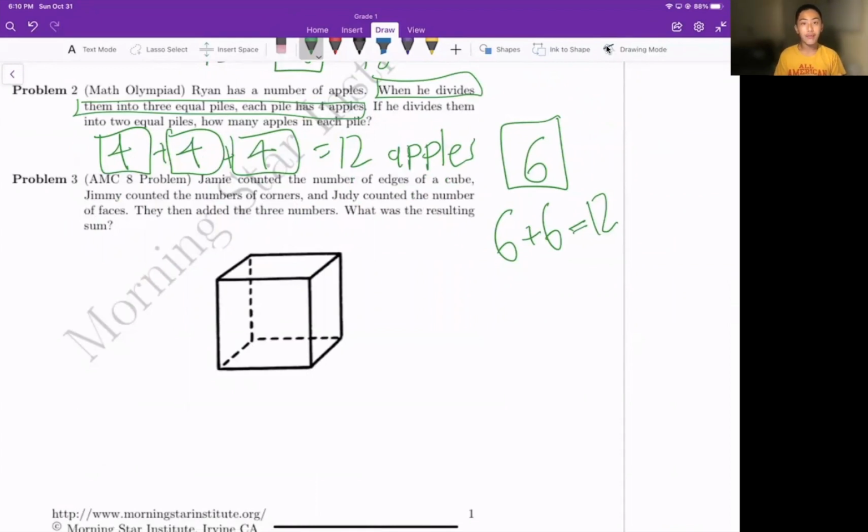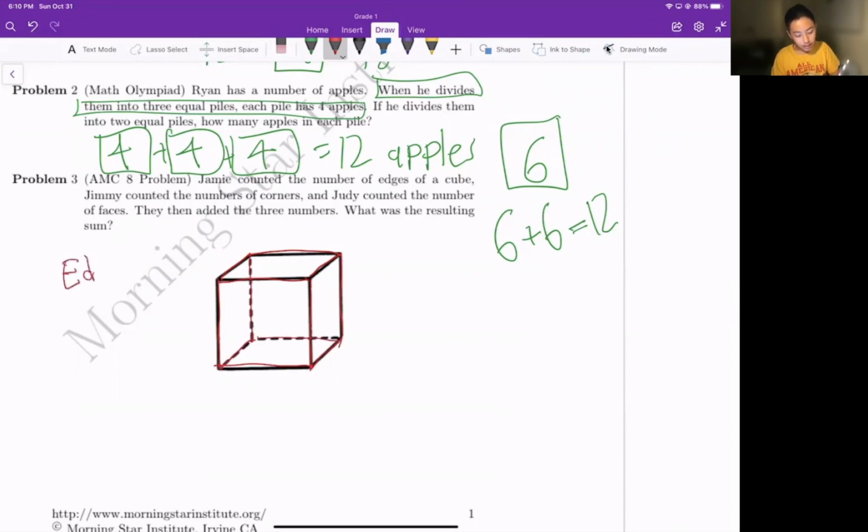Problem 3, Jamie counted the number of edges of a cube, while Jimmy counted the number of corners and Judy counted the number of faces. Then they added the 3 numbers. What was the resulting sum? First of all, we know that the number of edges is 12. 1, 2, 3, 4, 5, 6, 7, 8, 9, 10, 11, 12.